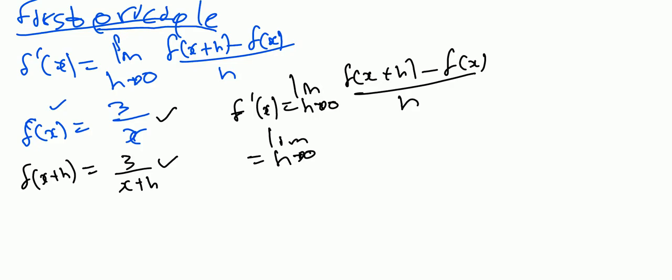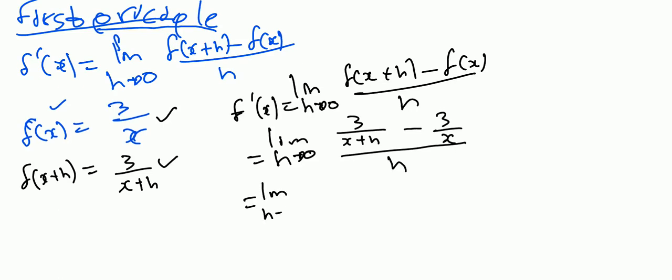So what is our f of x plus h? It is 3 over x plus h minus what is our f of x? 3 over x all over h. The limit as h approaches 0. For us to be able to solve this, let's solve the numerator. Remember, in the numerator we have 3 over x plus h minus 3 over x. In this case, we want to make the denominators the same. So when making the denominator the same, we must multiply by x plus h over x plus h in this side.